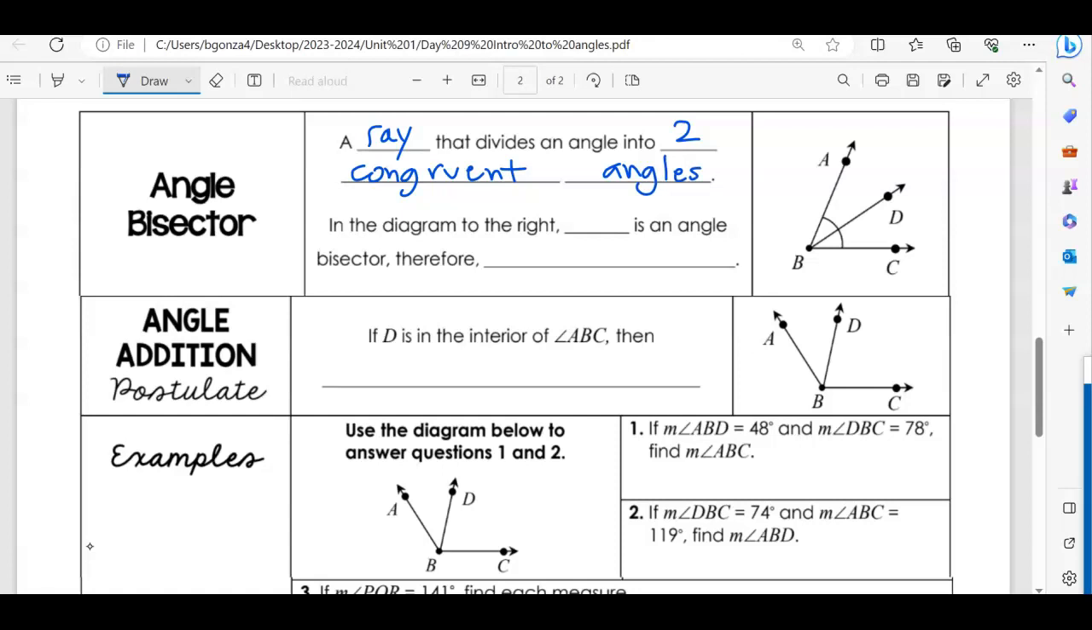All right. Now, in the diagram to the right, what is the angle bisector? What is cutting it in half? How do you name that? Not just the point, but this whole thing is what? BD. It's a ray, right? From B through D. So go ahead and write BD with a ray on top.